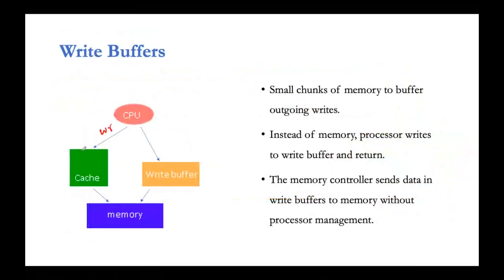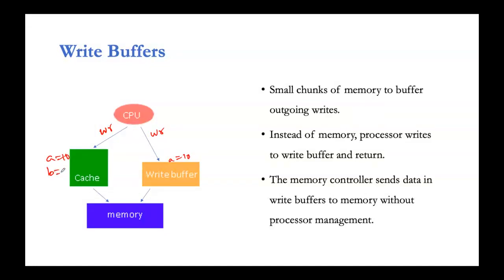Suppose the CPU is going to write A equal to 10. It writes A equal to 10 in the write buffer, not directly in the main memory, to improve the performance of the processor. So this write buffer is a small chunk of memory to buffer the outgoing writes. Instead of writing directly into the memory, the processor simply writes to the buffer and returns control to some other operation.